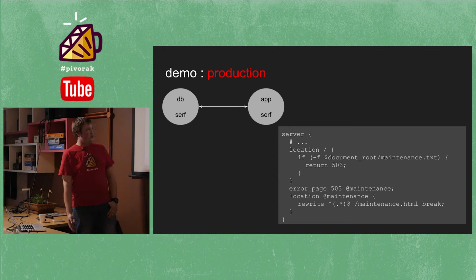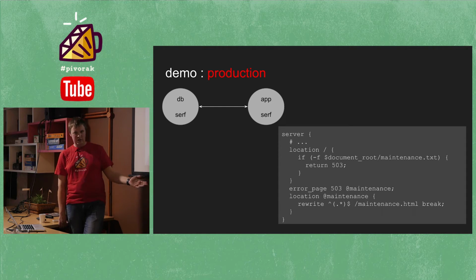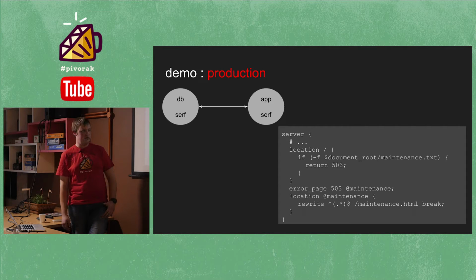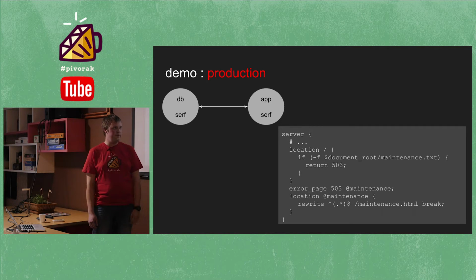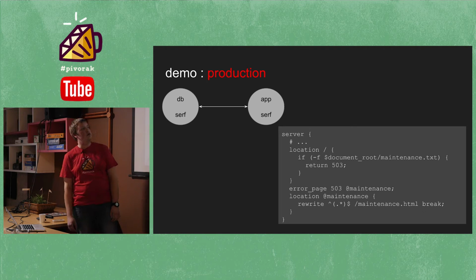We want to do this fancy stuff like when the database server fails or goes down, we want the application to return service unavailable or some fancy maintenance page for end users. You see the Nginx config on the application node is pretty simple. When there is a maintenance.txt file in the document root, we just return the service unavailable status code.